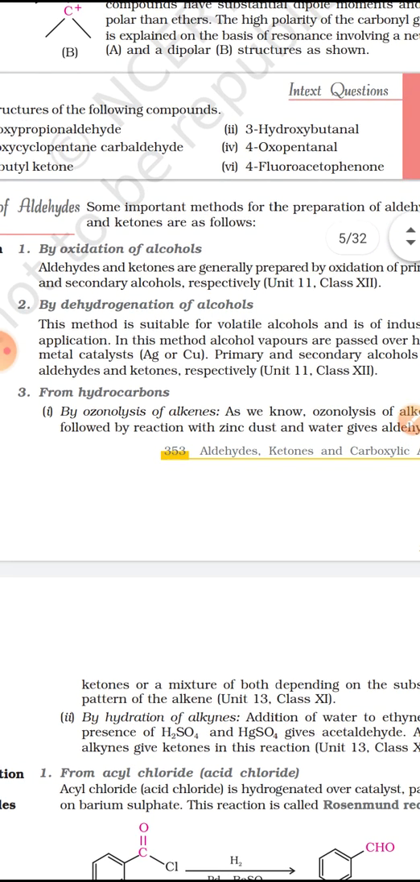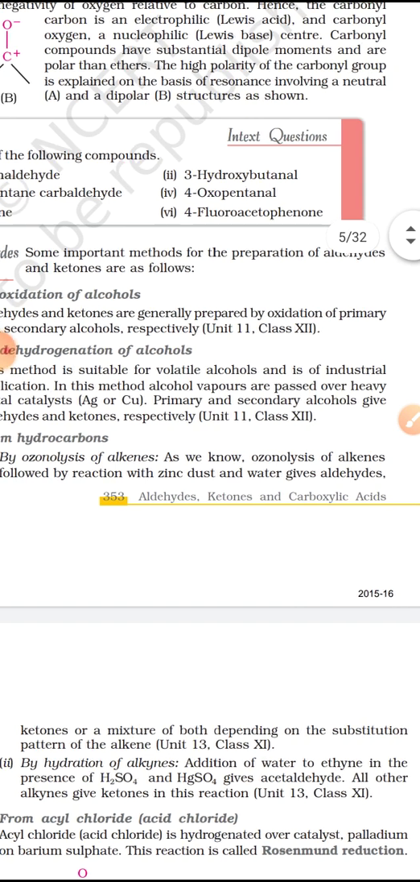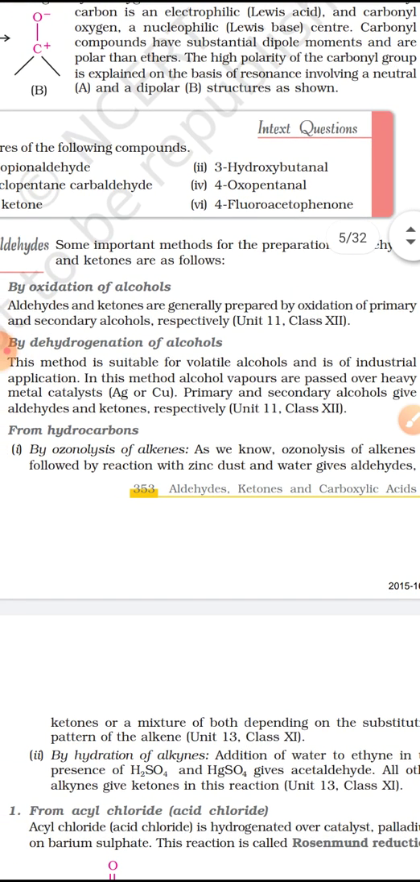Now next is by dehydrogenation of alcohols. By dehydrogenation of alcohols means the volatile alcohol is passed over heated copper, and results in the formation of an aldehyde or ketone.